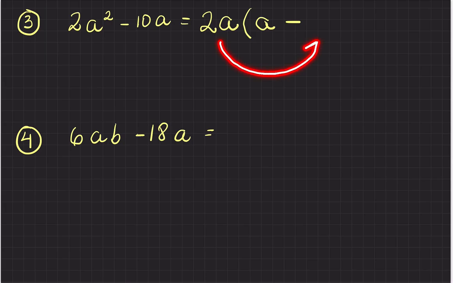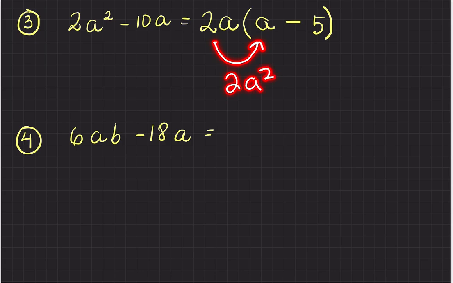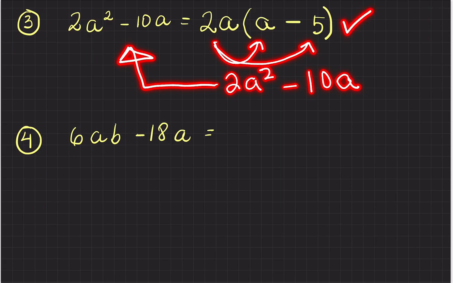2a times what here will give me the 10a? Okay, to get the 10, if I have a 2, I need to multiply by 5, right? So 5, and when it comes to the a, I already have the a here, the a I need here. So that's it. Let me check. 2a times a is 2a squared, then comes a negative sign, and 2a times 5, 2 times 5 is 10. That would be 10a, which is exactly the same as what I have here. So my factorization is right.